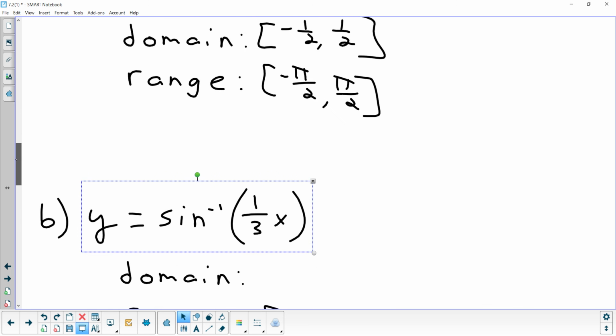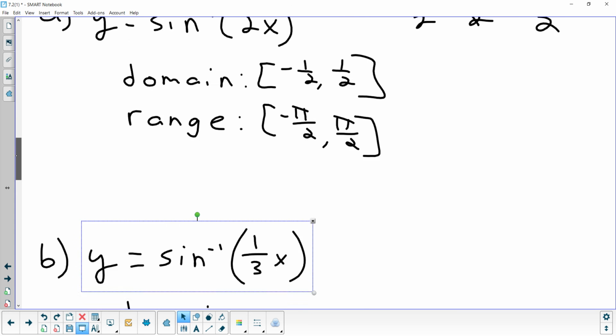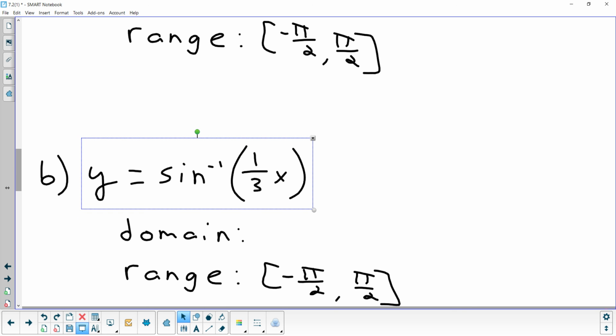And now think about your original domain. It's negative 1 to 1. And you're stretching it by a factor of 3. So Tyler, what would my domain be if I did that?